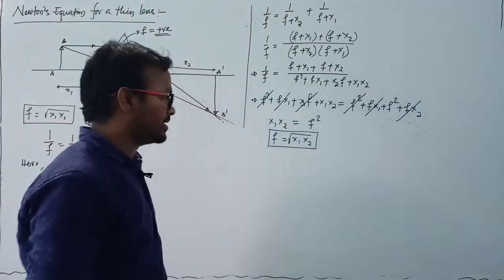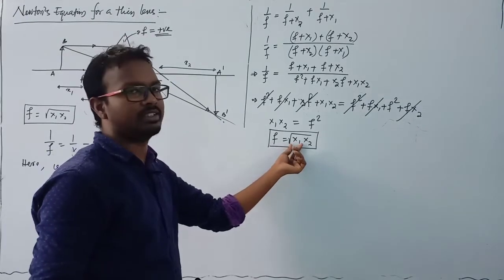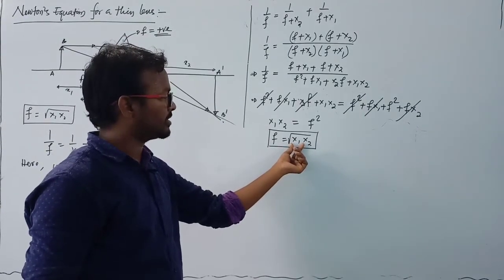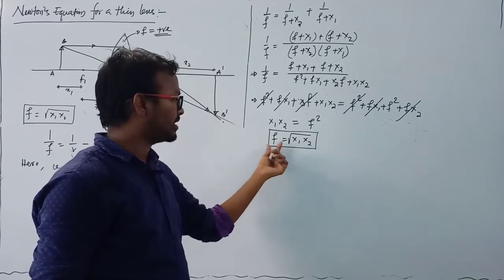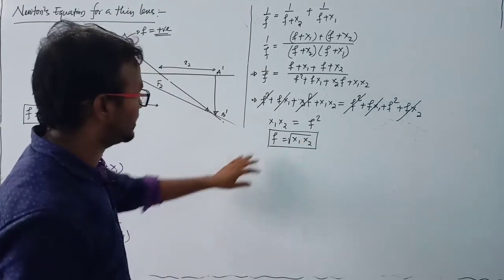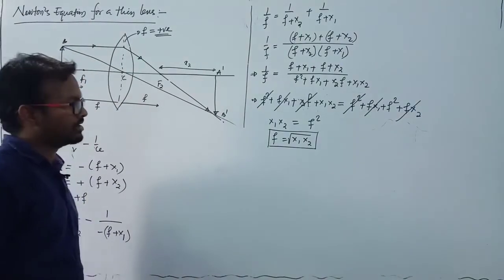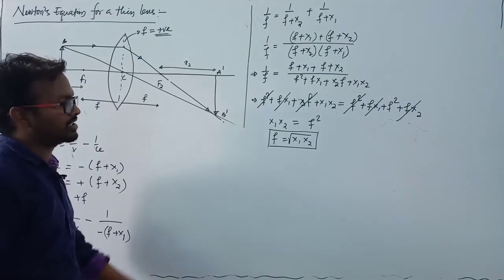This formula is known as Newton's formula for thin lens. That means if we find the distance x1, the distance of the object from the first focus, and the distance of the image from the second focus, then we can find the focal length of the lens directly by using this concept. Clear? So this is known as Newton's formula in case of thin lens.